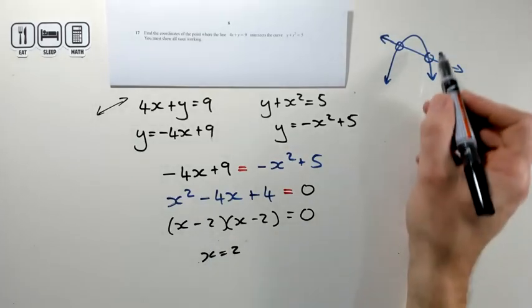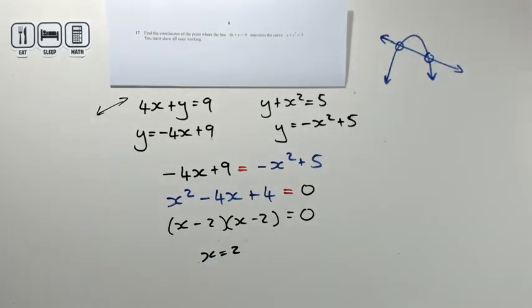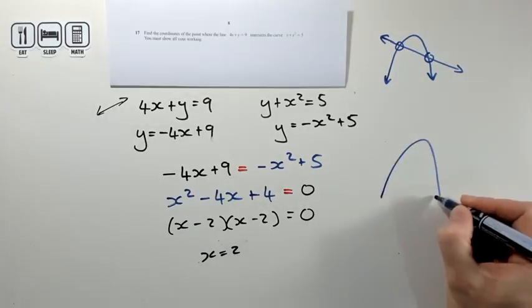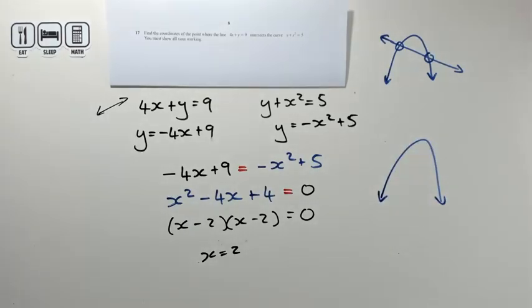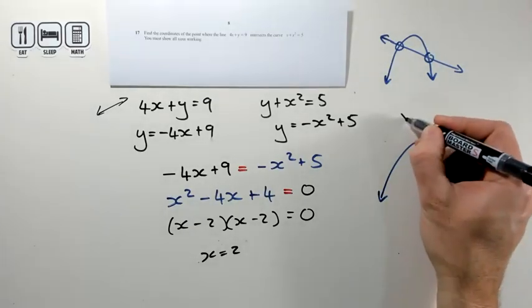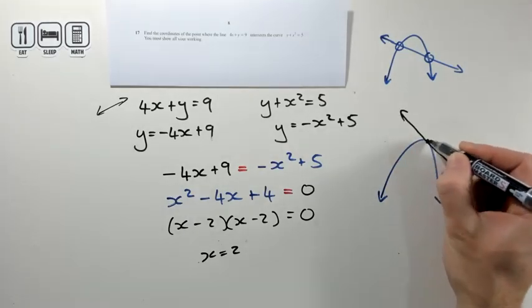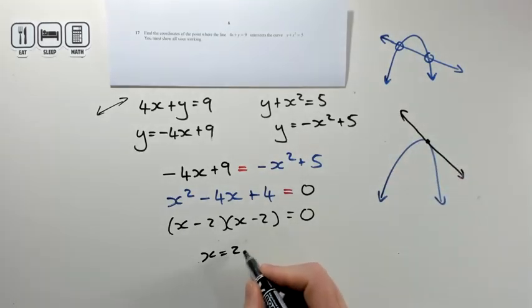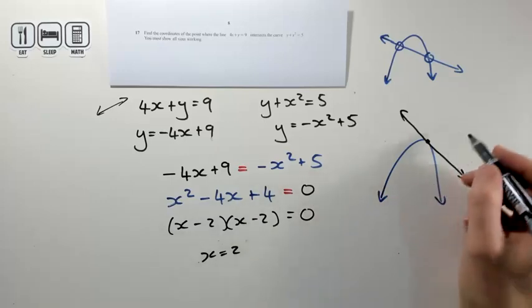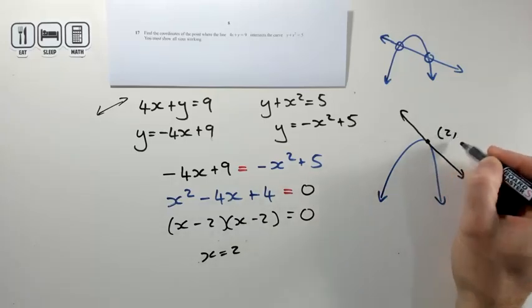We only have one answer, so this sketch of mine is actually wrong. We'll have the parabola, but the straight line, because we only have one answer, is only going to touch it, because there's only one point where this is actually true. So the x value here is going to be 2.